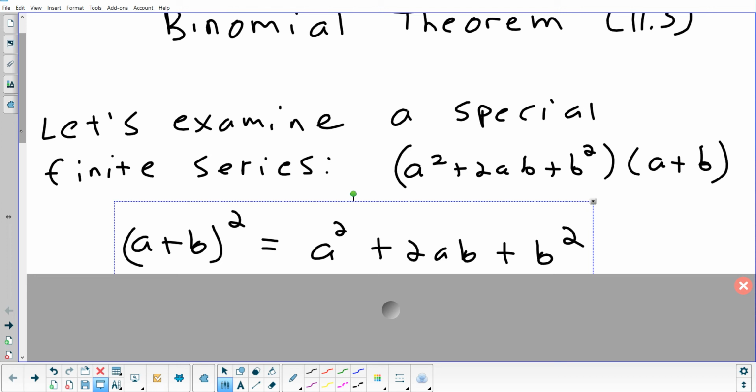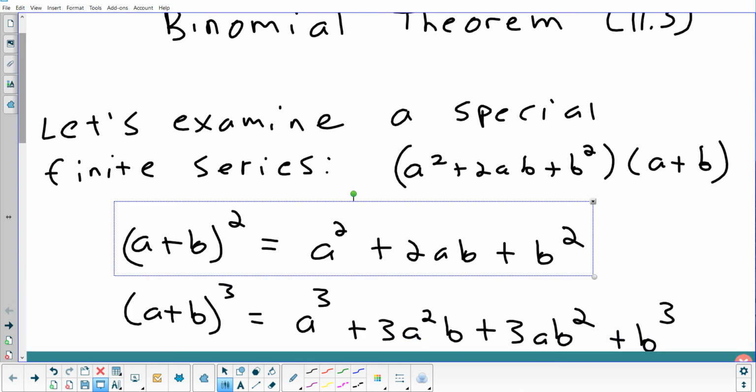But multiplying this by another copy of a plus b would give me a trinomial. Oh, a trinomial. So this is a trinomial right now because it has 3 terms. What do you think would be right here if I continued this pattern by multiplying by another copy of a plus b? It's another exponent. What would the exponent be? B to the third.